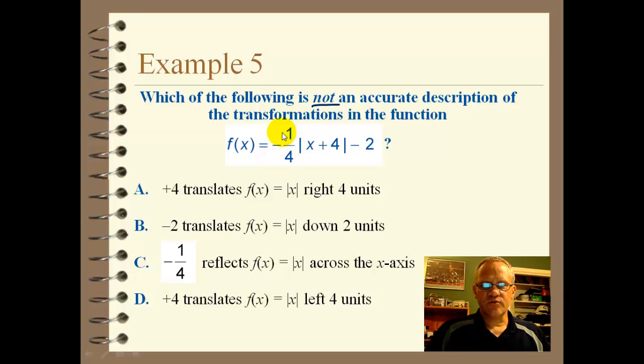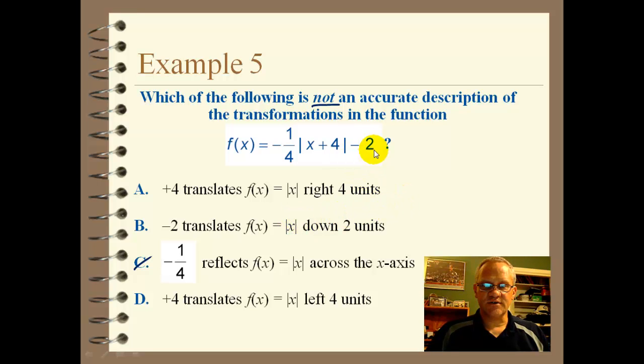-1/4. If it's out front, what's that negative going to do? First of all, it's going to flip it upside down, and then the 1/4 is going to make it flatter. Well, let's look and see what it says here. -1/4 reflects it across x. Yeah, that negative is going to flip it down. That's reflecting it across x. So that's correct, which means that's not our answer because we're looking for the one that doesn't.